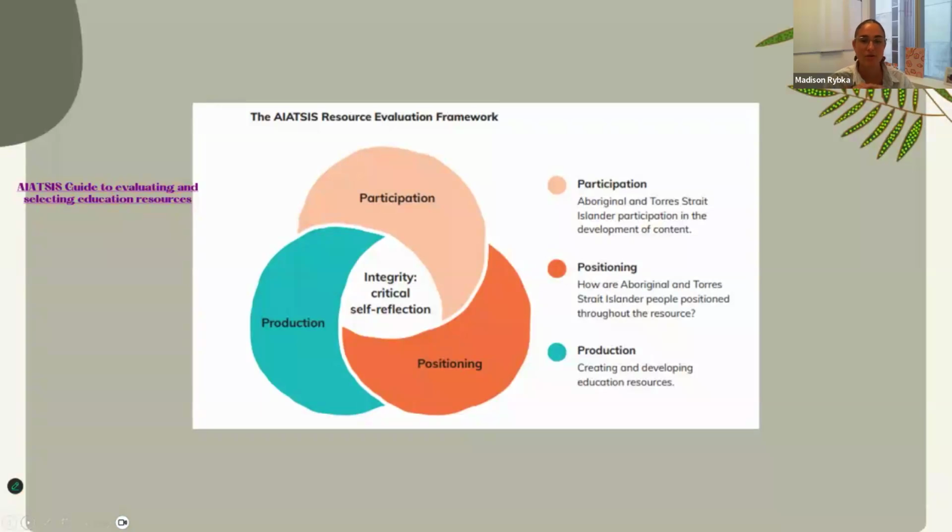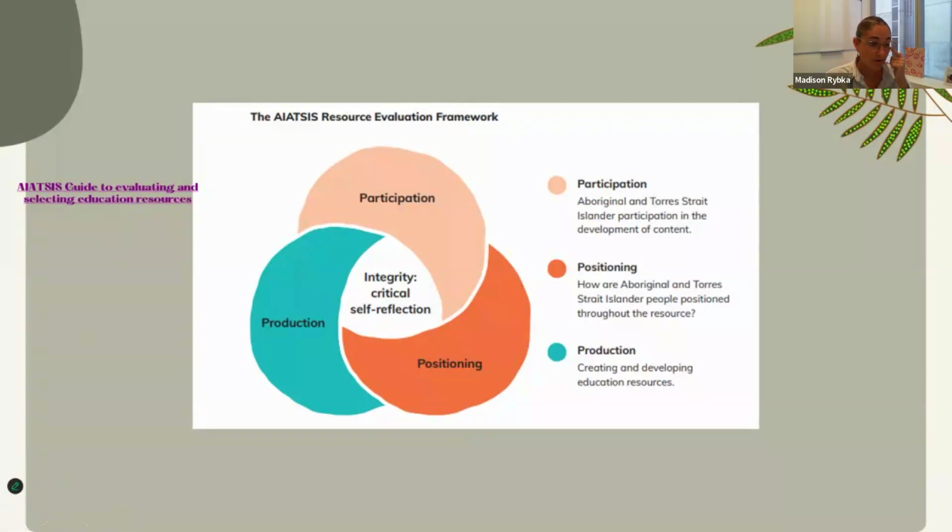And as I said before, they've got those three evaluation frameworks. But for now, we would be only looking at that participation and positioning because we're not making or creating any educational resources. So we're looking at those two, participation and positioning. Now, I had a great discussion in some tutorials about, do I just look at this circle framework to help me write my response? Well, no.